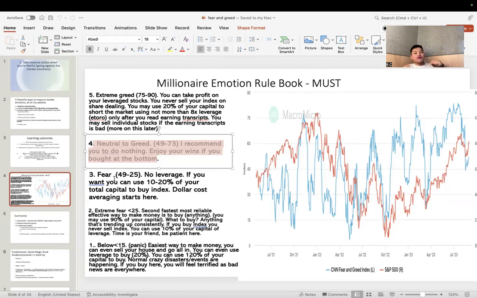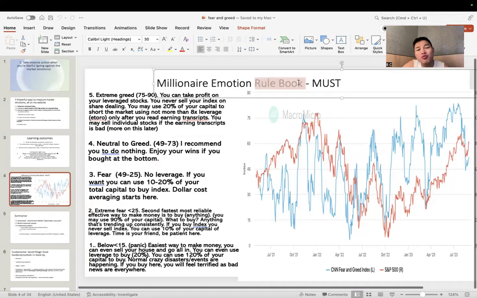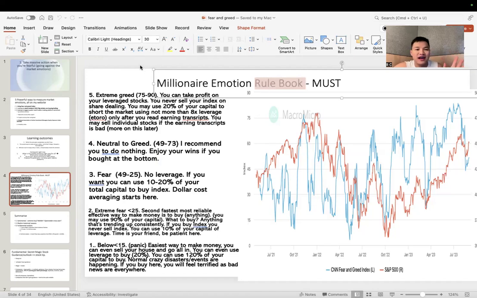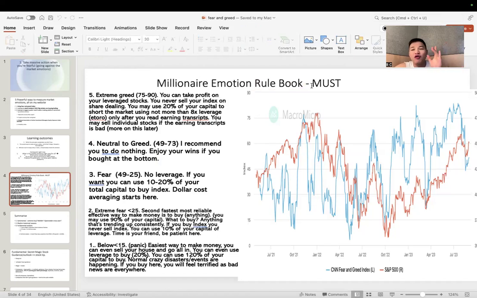Okay. So when you fear stage, you don't use leverage. You only use leverage when you're in extreme fear. If you don't follow this rule book, write it down: if I don't follow this rule book, I will lose money. Write it down: million emotion rule book must. If I don't follow it, I will lose money and I will not blame anyone, because if you don't follow it, you're going to lose money.